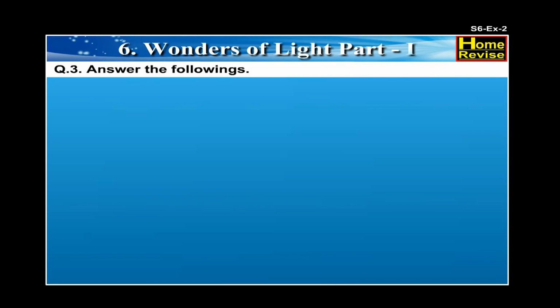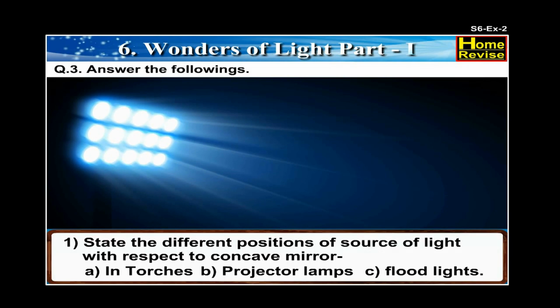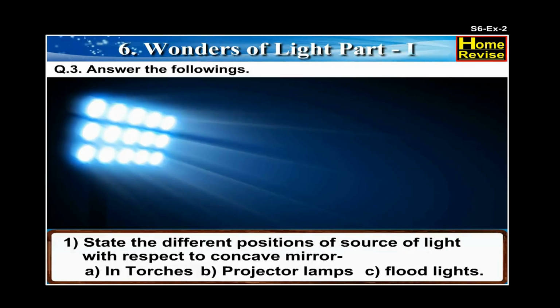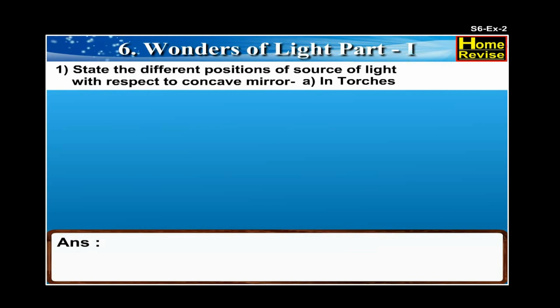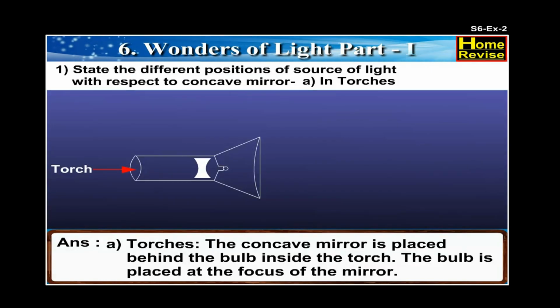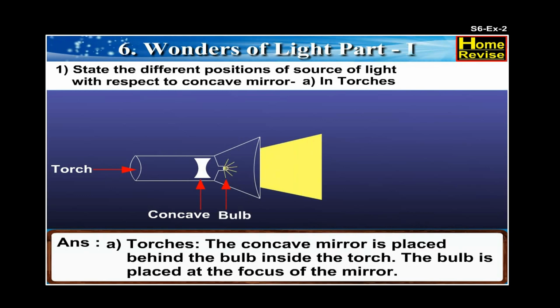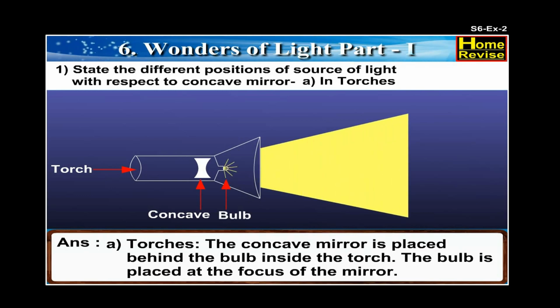Question 3. Answer the following. 1. State the different positions of source of light with respect to concave mirror. A. In torches. B. Projector lamps. C. In floodlights. Answer. Torches. The concave mirror is placed behind the bulb inside the torch. The bulb is placed at the focus of the mirror.